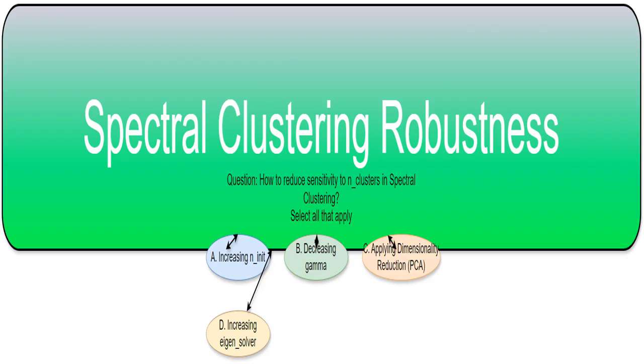Increasing n_init improves the k-means part of the spectral clustering algorithm. K-means is the final step and it runs multiple times with different random starting points. This helps to avoid local optima, which means you are more likely to find the best solution given the chosen number of clusters. However, this strategy won't magically fix the sensitivity to your initial choice of n_clusters. The problem lies in the spectral embedding. This only improves the final clustering.